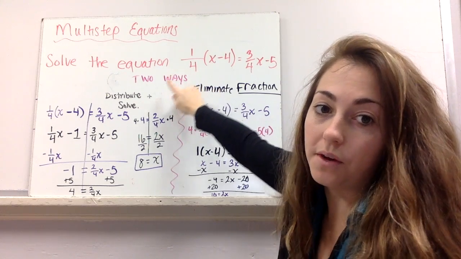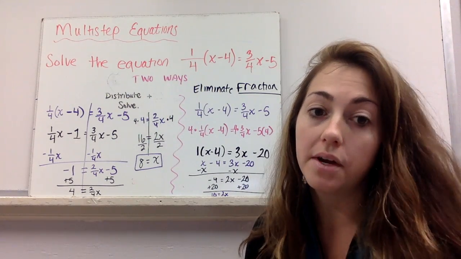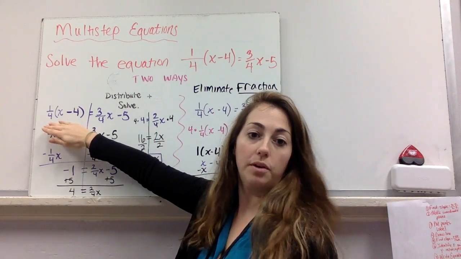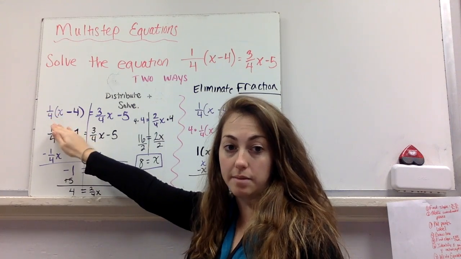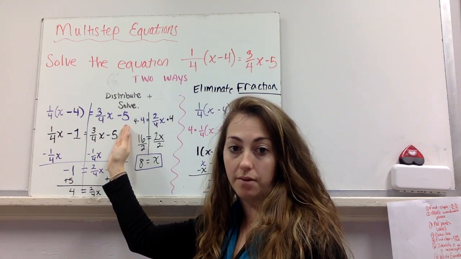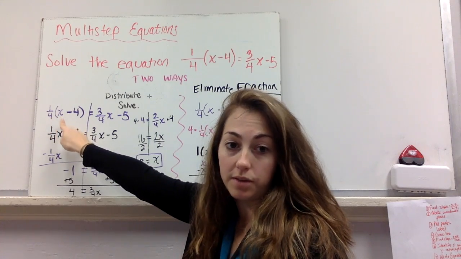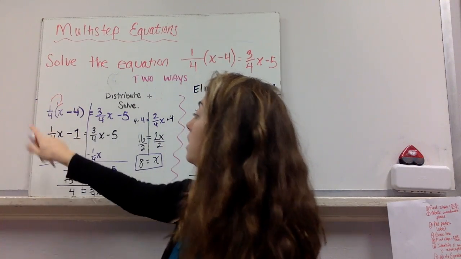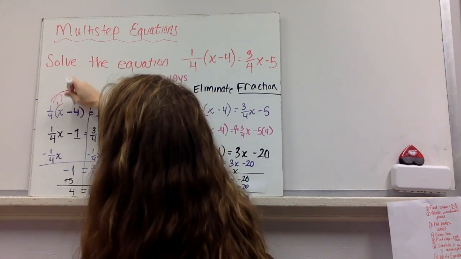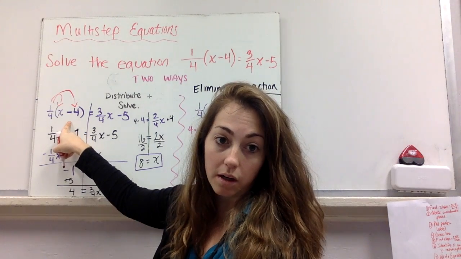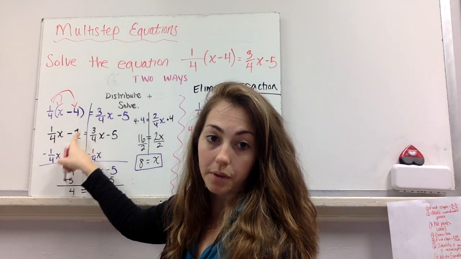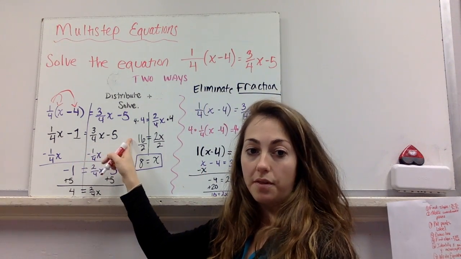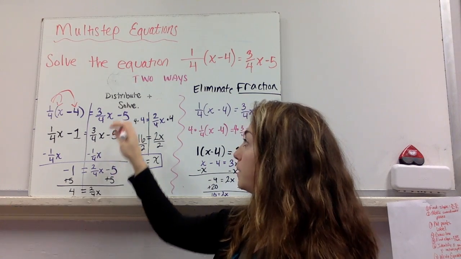All right, so the first way is literally just deal with what we have, distribute, and solve. So I'm going to do that over here. I've got 1/4 times the quantity x minus 4 equals 3/4 x minus 5. So distribute 1/4 times x. 1/4 times x is 1/4 x. 1/4 times -4 is -1. Nothing to do on the right hand side, we've got two different terms that are not the same. Now, like I said, distribute and solve.